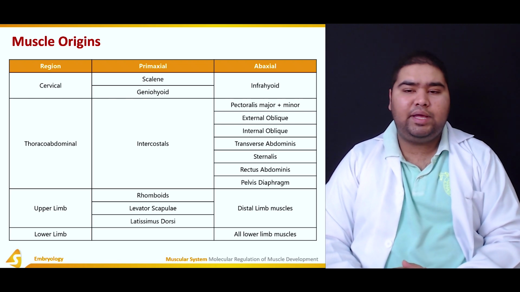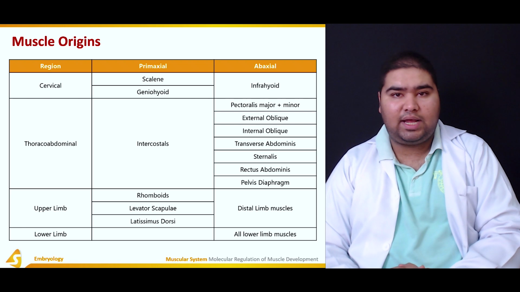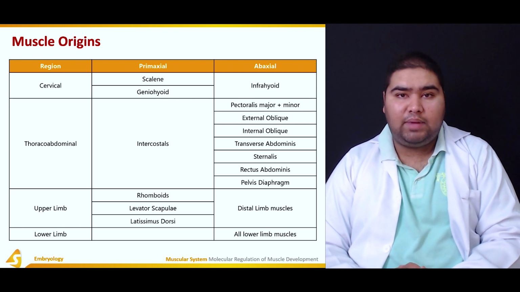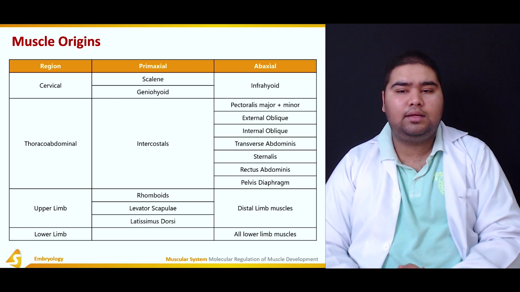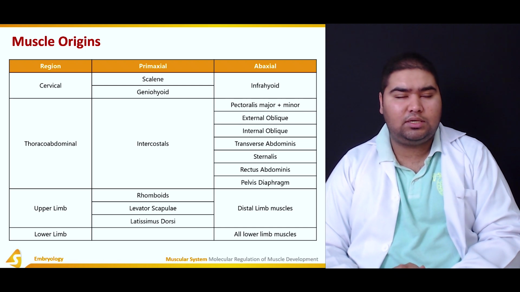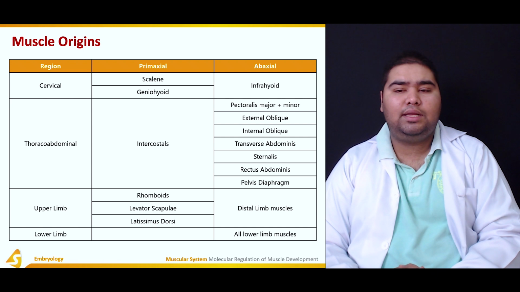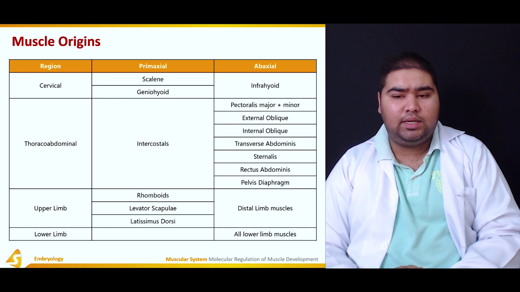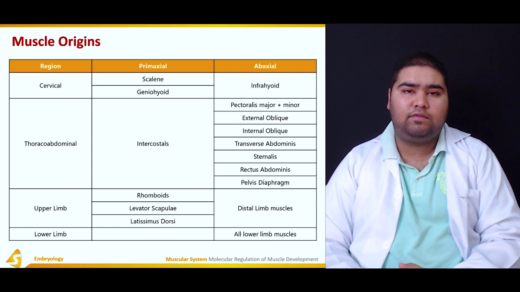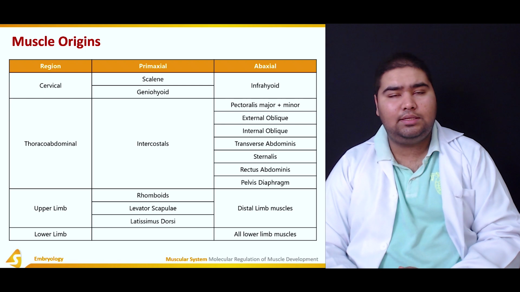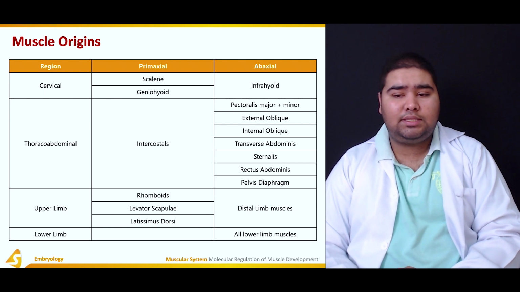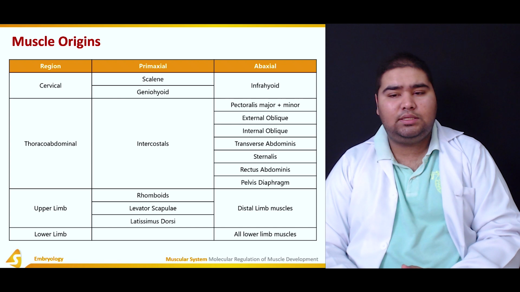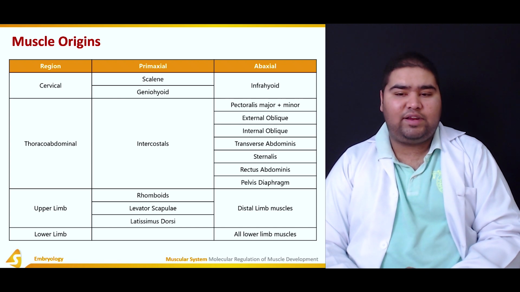However, the abaxial domain gives rise to the pectoralis major, pectoralis minor, the external oblique, the internal oblique, the transversus abdominis muscles. These are the muscles of the anterior abdominal wall. The two obliques and the transversus abdominis. Pectoralis muscles are the muscles of the anterior chest. Transversus abdominis, again, muscle of the anterior abdominal wall. Sternalis, the muscle of the sternum. The rectus abdominis, the central abdominal muscle, and the pelvic diaphragm.